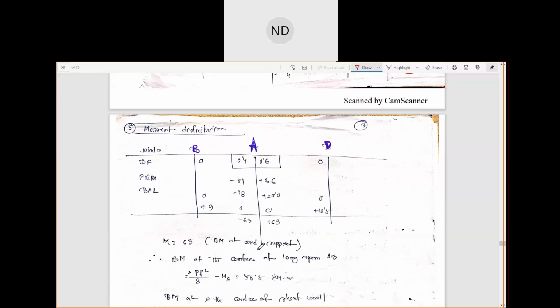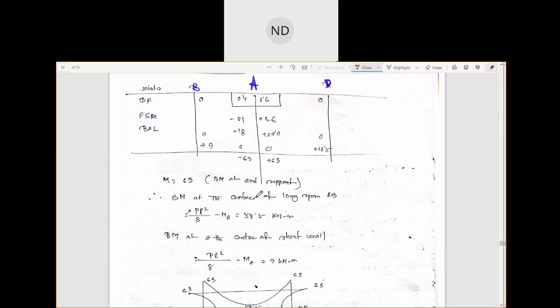So once we have calculated the end moments, what will happen? Now we'll calculate the bending moments at the center of the long span and the center of the short wall. The long wall was AB and the short wall was AD or BC, you can say. So the bending moment at the support, we got it to be how much?